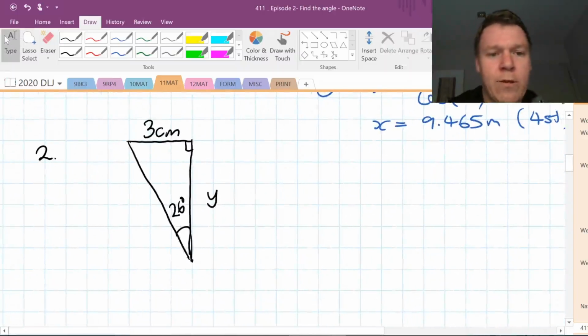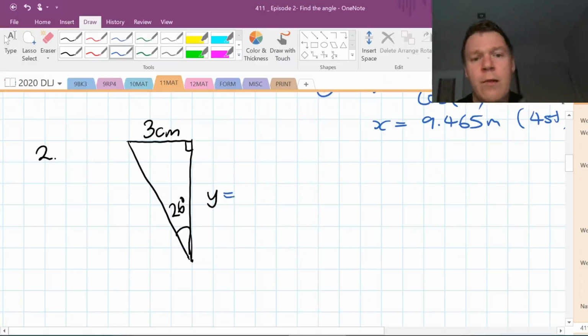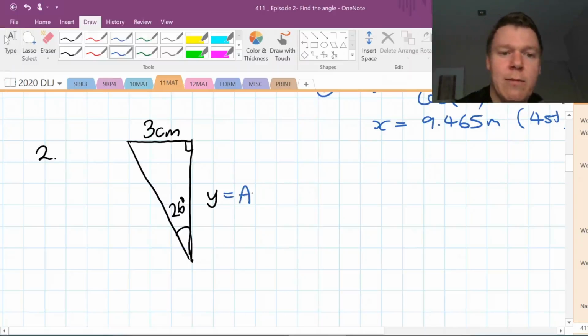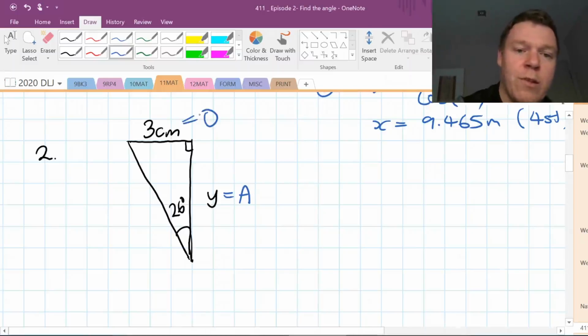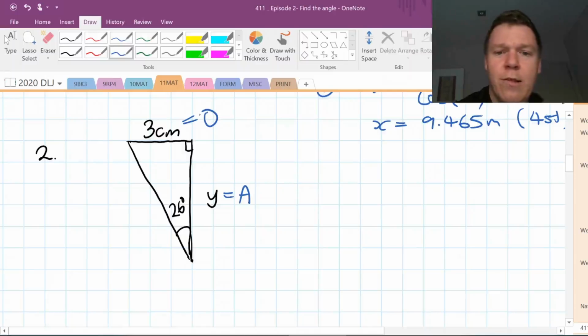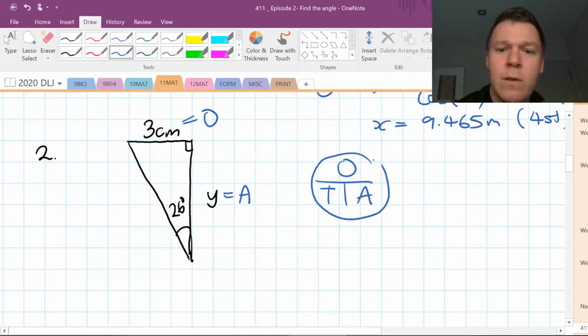Then we've got this problem, so we're trying to find y this time. Y is on our adjacent, attached side, and we have been given 3 centimeters, which is on the opposite side. Our angle is 26, so we've got an O and an A, so this is going to be using TOA, the TOA circle.